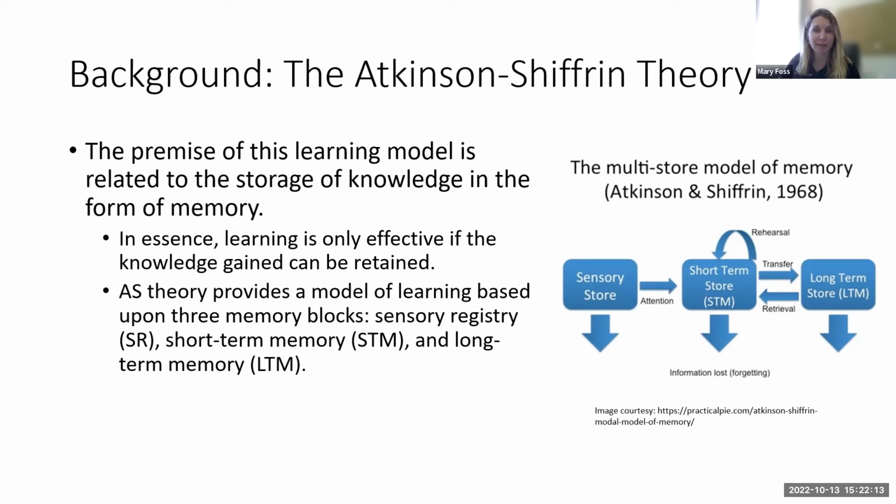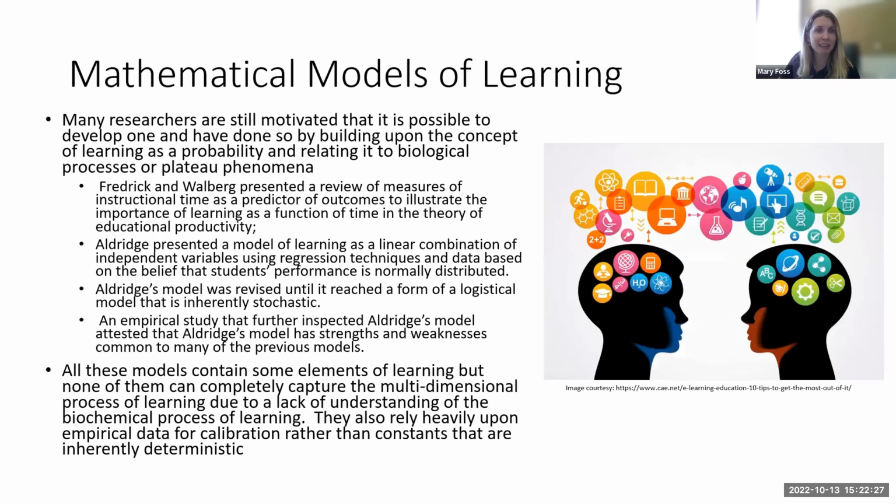A number of people have attempted to do this. There's a lot of theories that have come out of this. And all of these models have motivated a response and criticism also to the logic in their development. So really, I'm just trying to highlight that there is nothing out there right now, and this isn't it either. So researchers are motivated still to develop a model and build upon the process of learning as a probability and relating it to other biological processes and plateau phenomena.